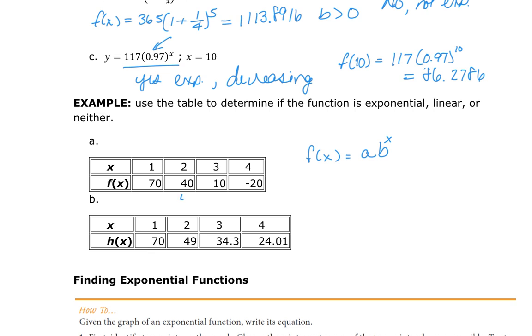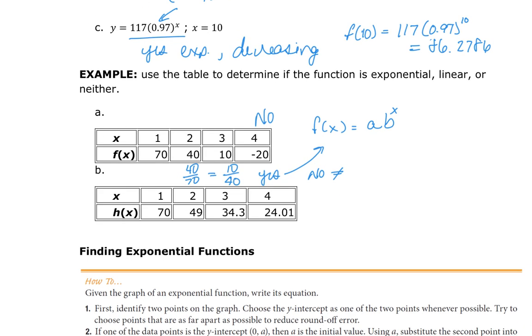I'm going to take this 40 and divide it by 70, and I'm going to check to see if that's the same thing as this 10 divided by 40. If the answer is yes, then it is. If the answer is no, then it's not. So you can see that 4 divided by 7 is not the same as 1 divided by 4. 40 divided by 70 is not the same as 10 divided by 40. So the answer is no, this one is not.